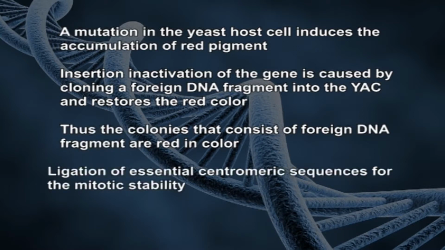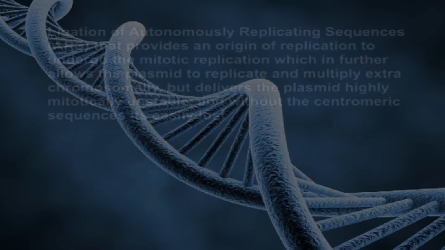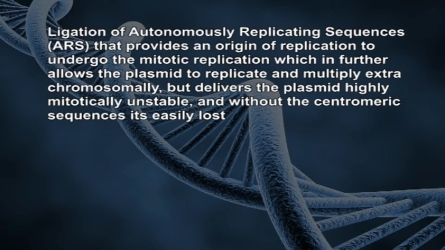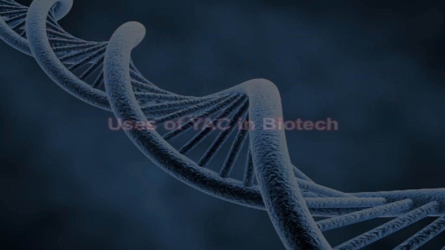Ligation of essential centromeric sequences for the mitotic stability, and ligation of autonomously replicating sequences called ARS that provide an origin of replication to undergo the mitotic replication, which in turn allows the plasmid to replicate and multiply extrachromosomally, but renders the plasmid highly mitotically unstable, and without the centromeric sequences it is easily lost.